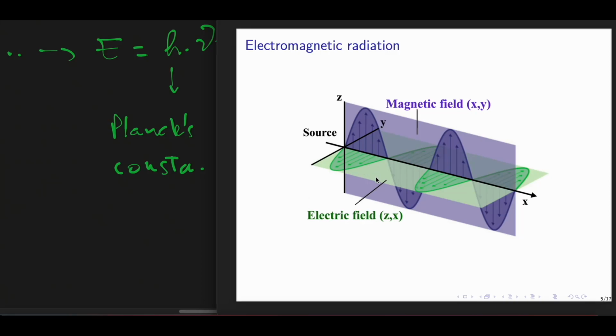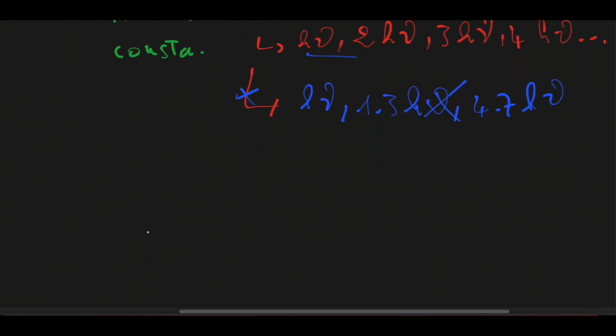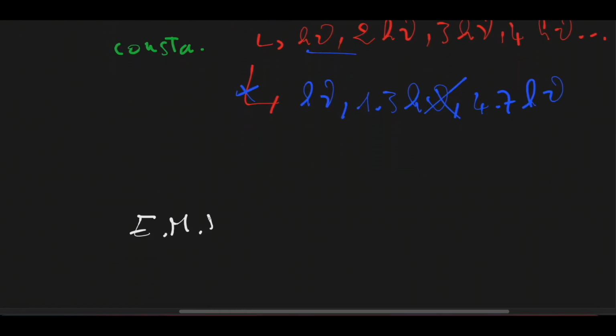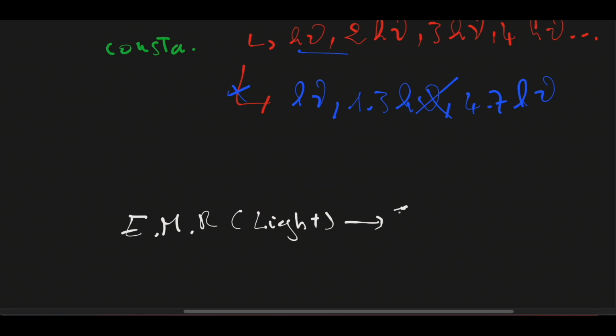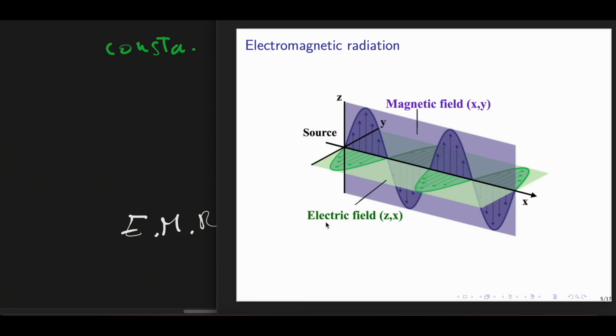Electromagnetic radiation, such as light, is a form of energy. It represents a form of energy, and this energy propagates through space as electromagnetic waves.